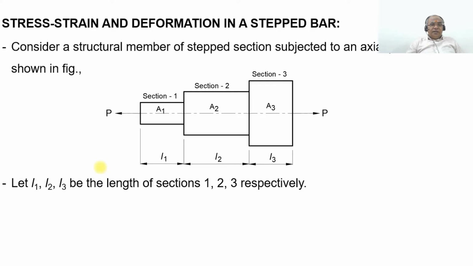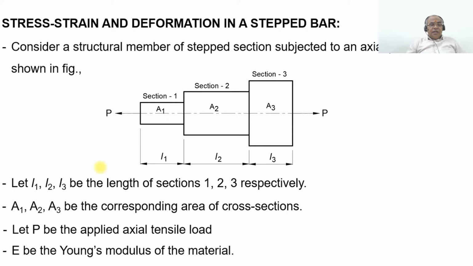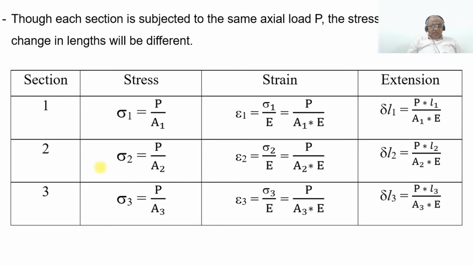So that's what we have explained. L1, L2, L3 are the lengths of sections 1 to 3, and A1, A2, A3 are the corresponding cross-sectional areas. Let P be the axial tensile load, and E be the Young's modulus, which is the same material for all the sections. Though each section is subjected to the same axial load P, the stress, strain and change in length will be different.